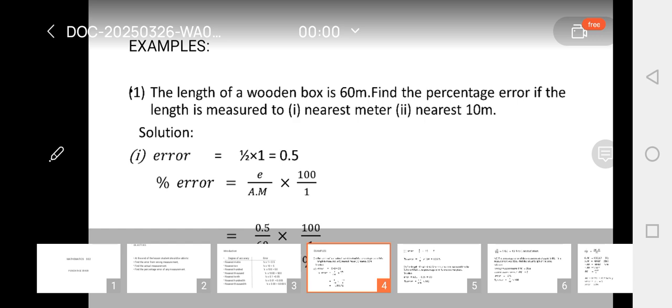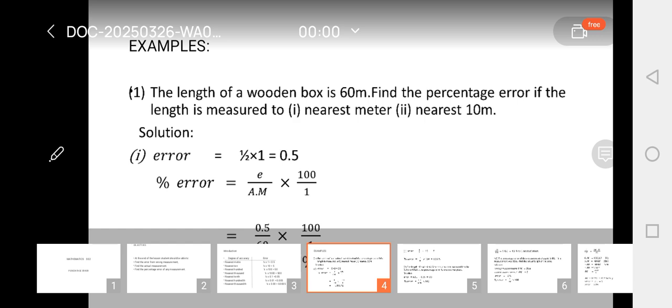Then look at this wonderful example. For example, this can come out in objective. It said the length of a wooden box is 60 meters. Then find the percentage error if the length is measured to the nearest meter. So the error, something that is measured to the nearest meter, I told you the error is 0.5, that is half divided by 1.